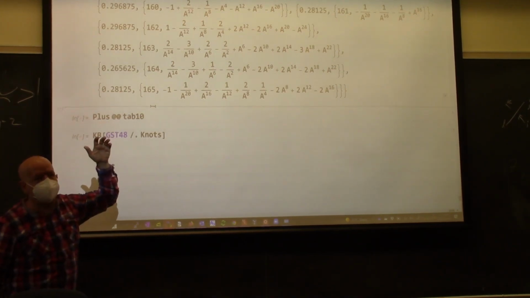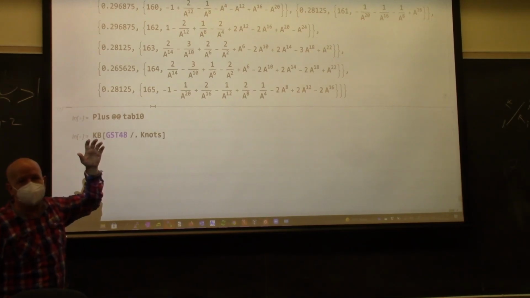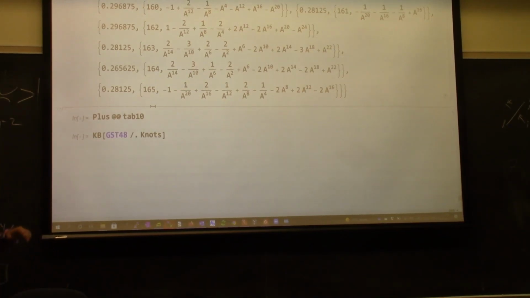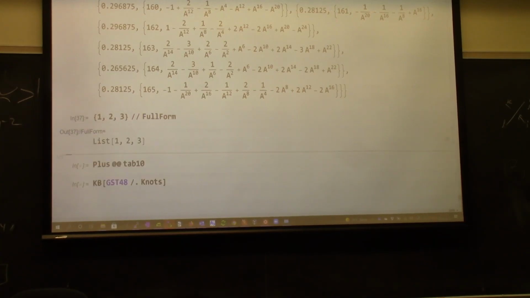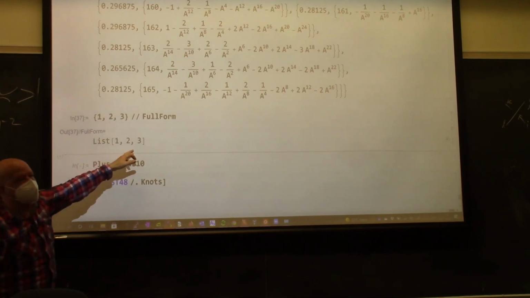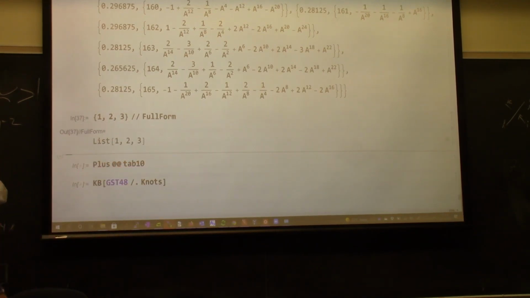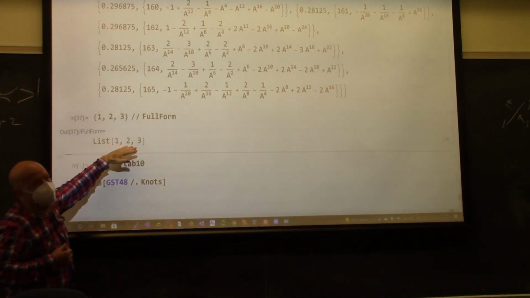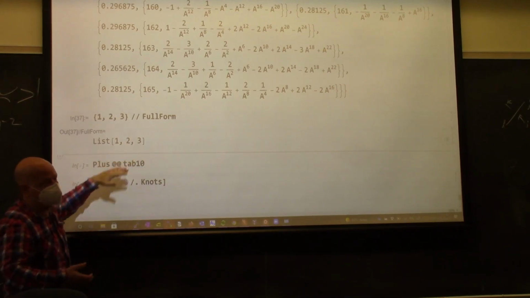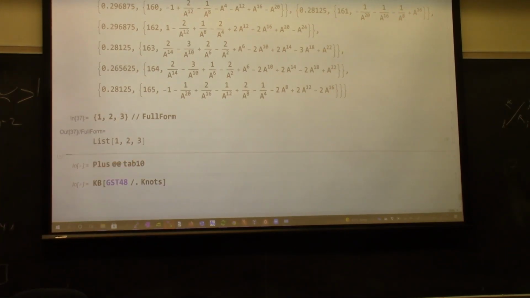Is it okay if I waste your time with a little bit of Mathematica syntax? So, when you write a list, so 1, 2, 3, doesn't matter. Let's print it in full form. In full form, it's List[1, 2, 3]. Everything in Mathematica is an expression of this form, possibly nested. So let me give you an example of a nested situation like this.